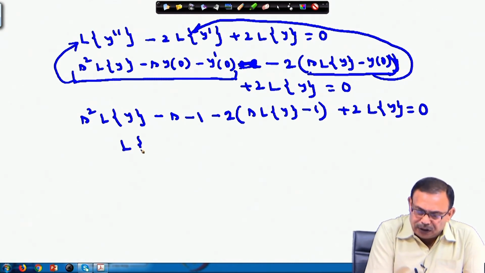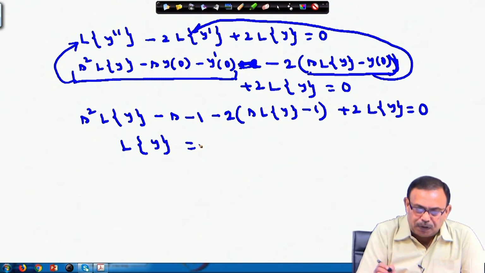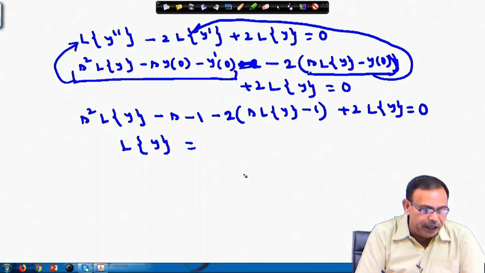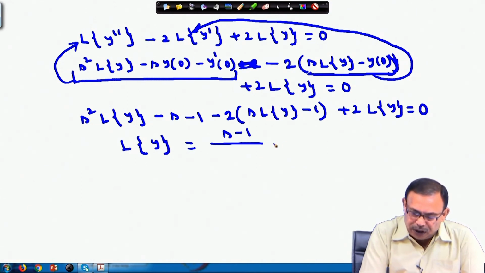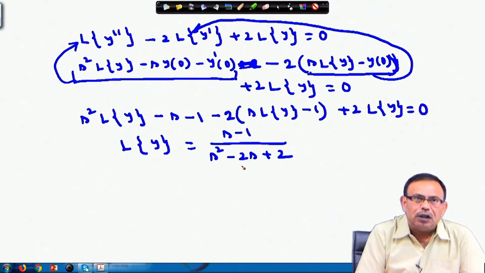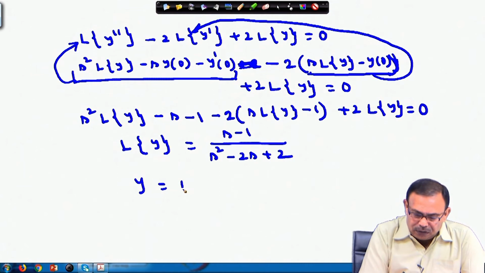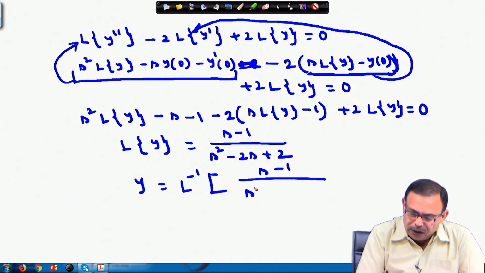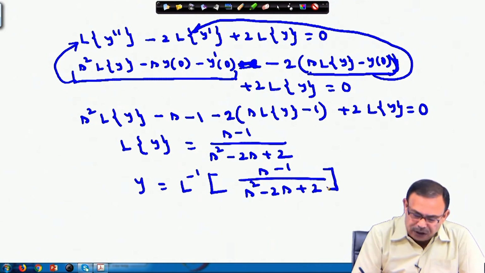So, if I simplify this, I can obtain Laplace transform of y in terms of a function of s only. You will see you are obtaining s minus 1 by s square minus twice s plus 2. So, I got the equation Laplace transform of y equals s minus 1 by s square minus twice s plus 2. So, you can write y equals Laplace inverse of s minus 1 by s square minus twice s plus 2.